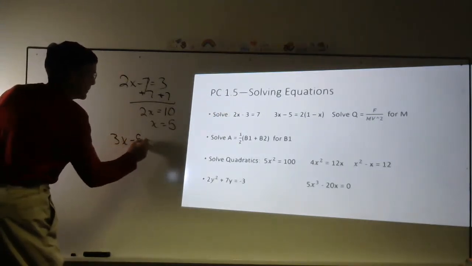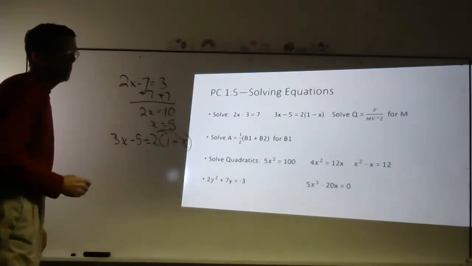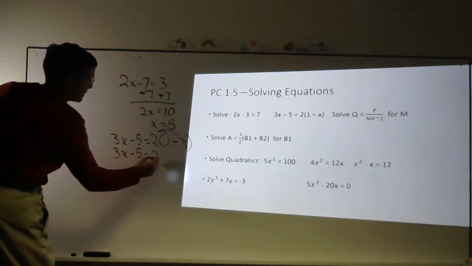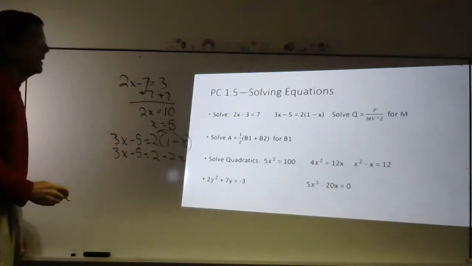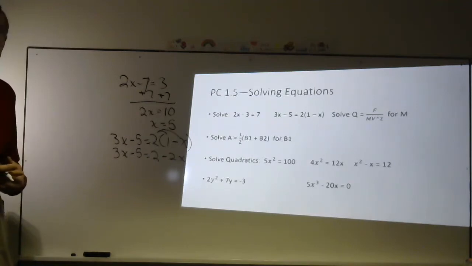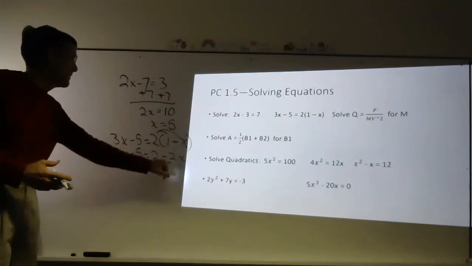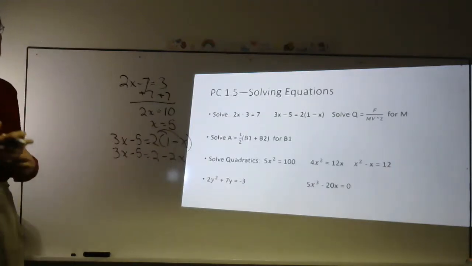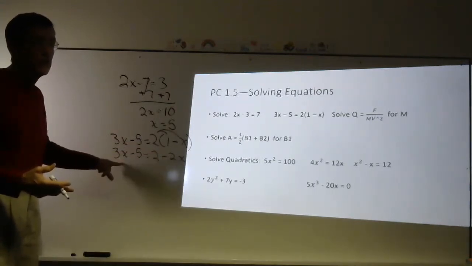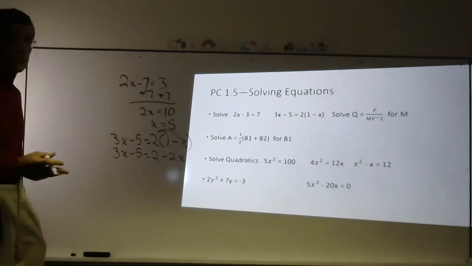3x minus 5 equals 2 times 1 minus x. We need to take the 2 into both parts by distributive property. So 3x minus 5 equals 2 minus 2x. Now, I think it's easiest when you have x's on both sides to get the x's all on one side first. Do you want to subtract 3x from both sides, or do you want to add 2x to both sides? I think it's easier to add the 2x because this is going to turn into a positive 5x, and you don't have to worry about a negative sign. Negative signs are a great source of error.